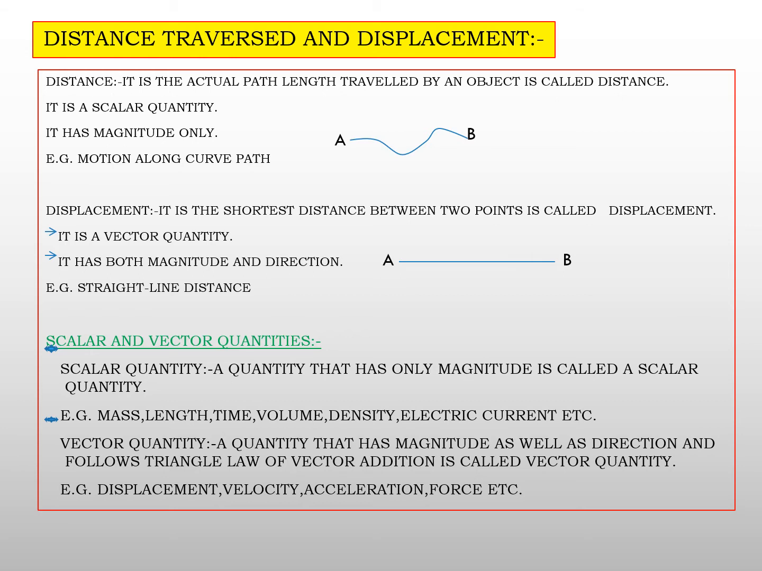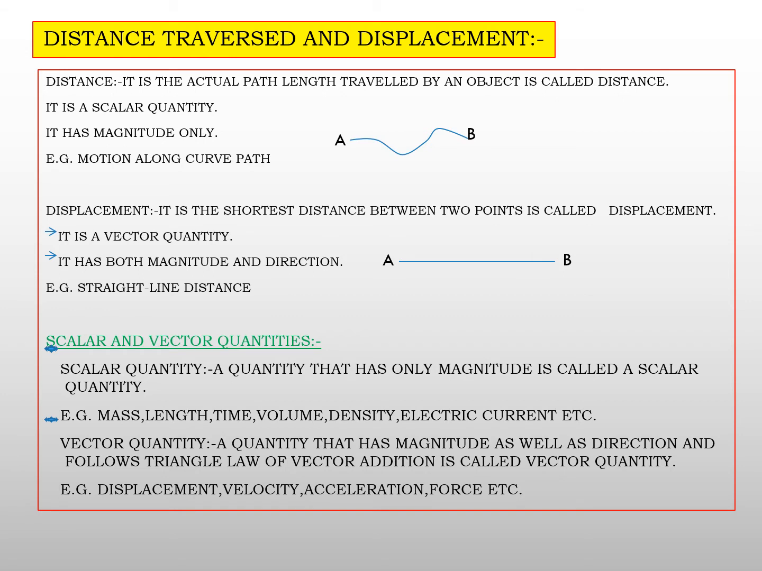Displacement. The shortest distance between 2 points is called displacement. Displacement is a vector quantity. It has both magnitude and direction. Yes, you can see it is a straight line. Now, example, a straight line distance.